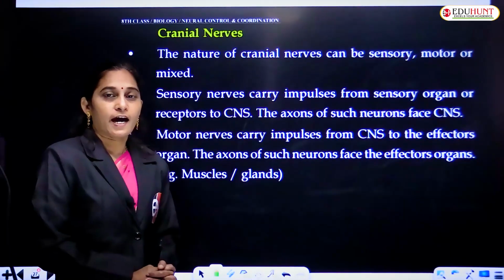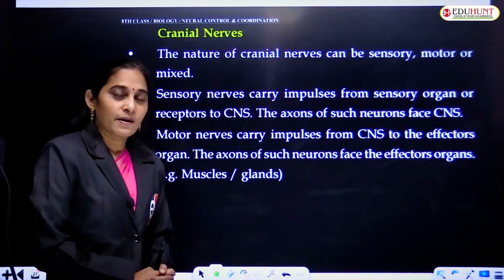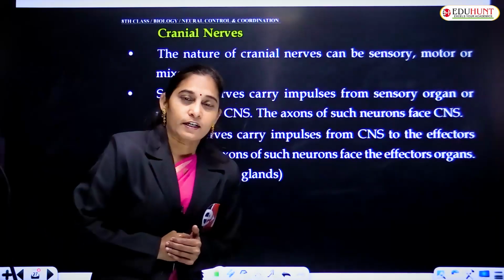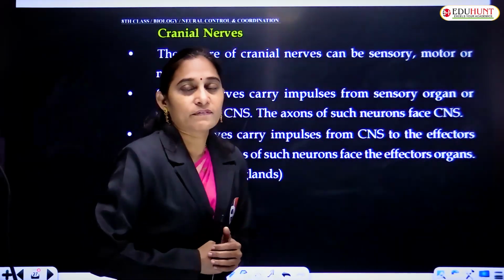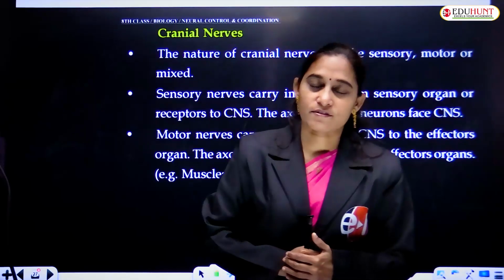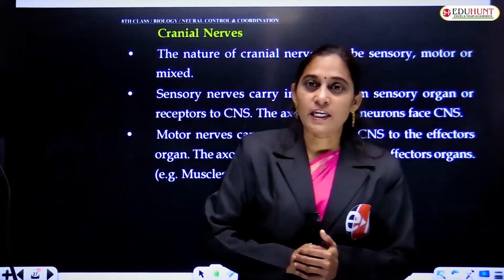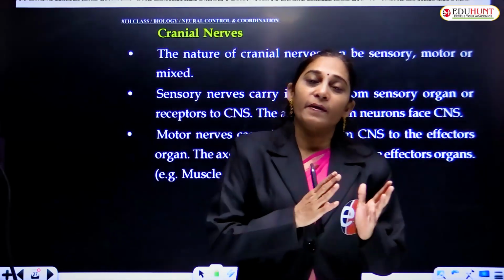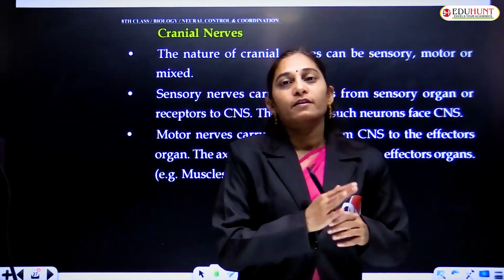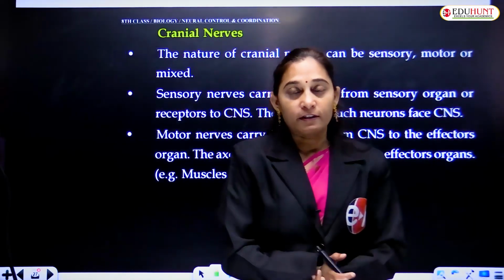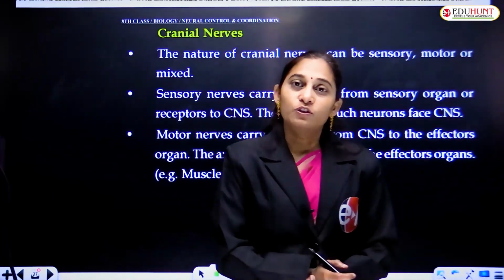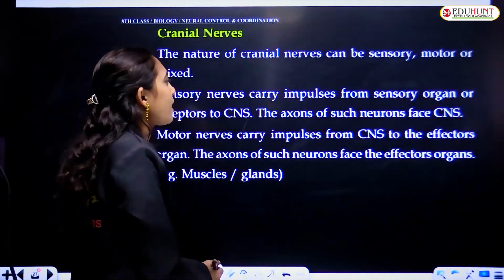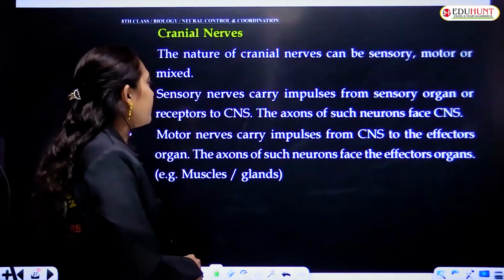Sensory nerves carry impulses from the sense organ to the brain. For example, we have different sense organs like nose, ear, tongue, eyes. From these sense organs, the impulses are carried to the brain, that is central nervous system. So these are called the sensory nerves.